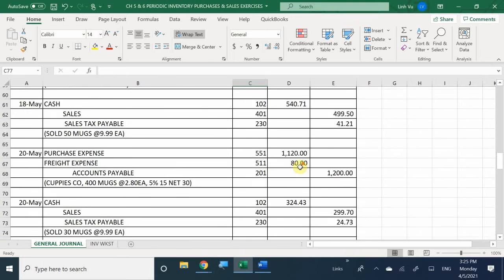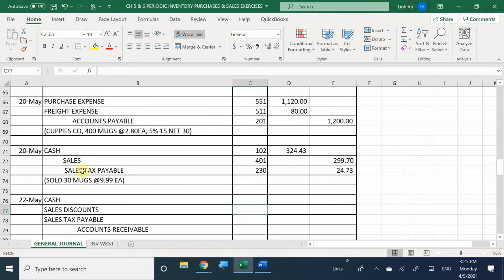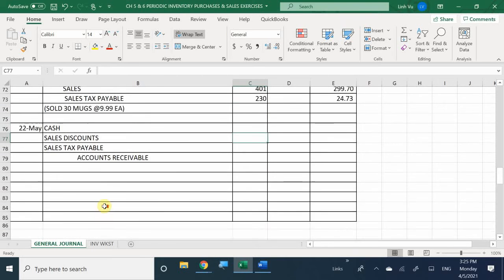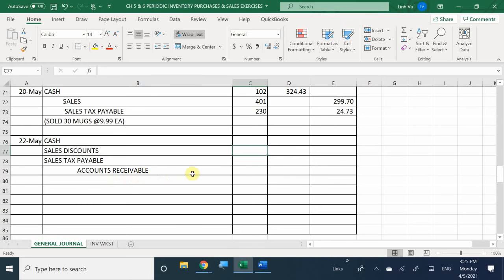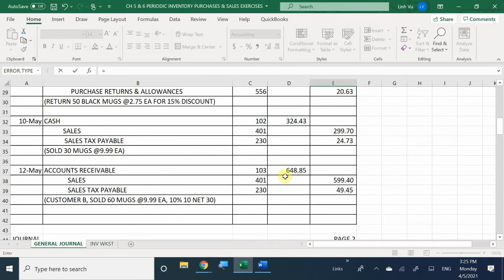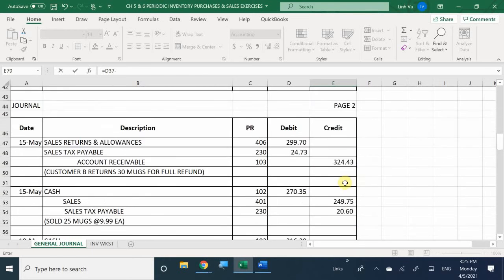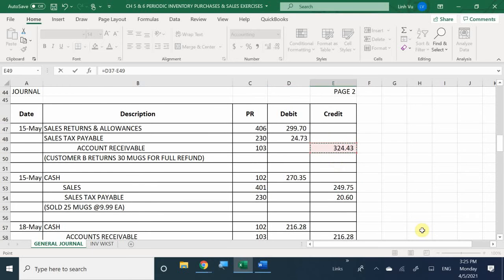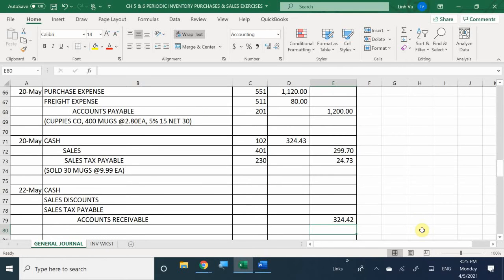So let's go ahead and calculate that so we know how much money this person owes us. Accounts receivable is going to be for the original amount that he owes, which was the $648.85, subtract out what we refunded him, which was the $324.43. So therefore, he owes me $324.42.